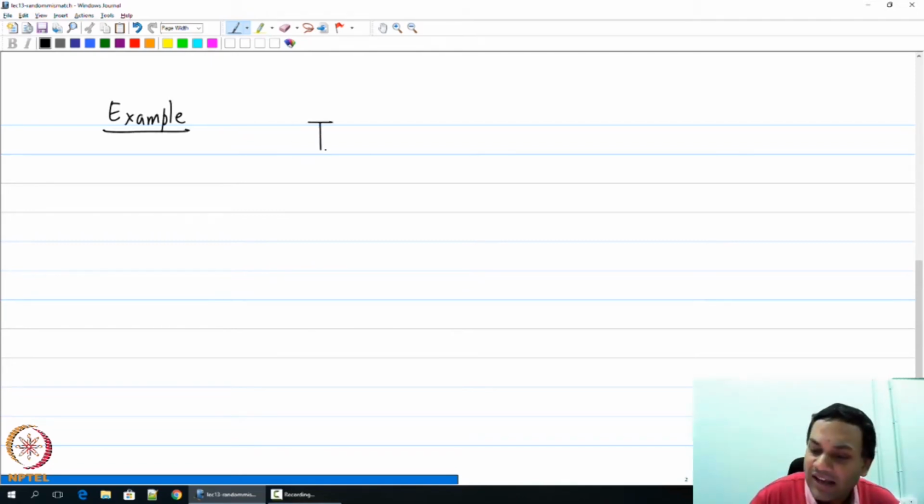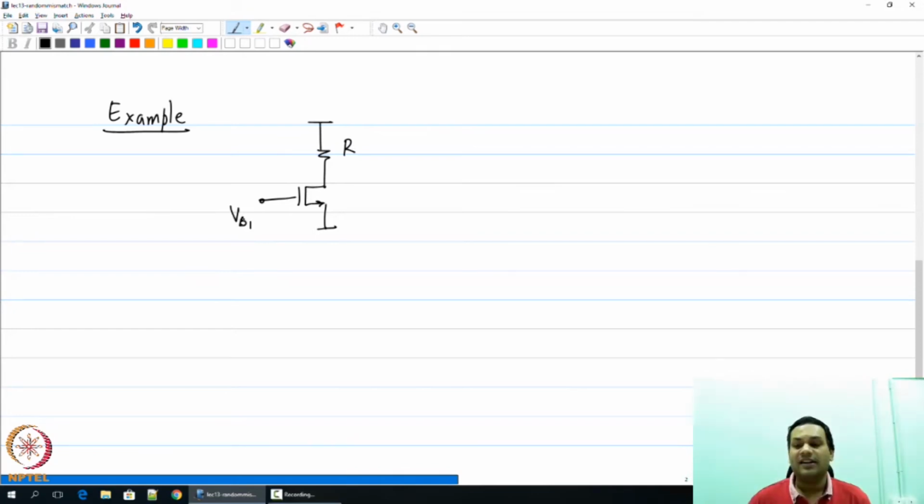Now I will assume that the common source amplifier has a resistive load, some resistor R. The input has some bias VB1. Let us say this resistor is RD and the value of the supply voltage is VDD. Now what are the parameters that can vary here? The parameters that can vary are the following.